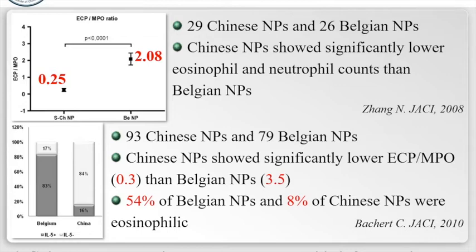In the second study, Chinese polyps showed much lower percentages of eosinophilic inflammation. Both studies indicated that Chinese nasal polyps were biased toward neutrophilic inflammation compared to Belgian polyps.